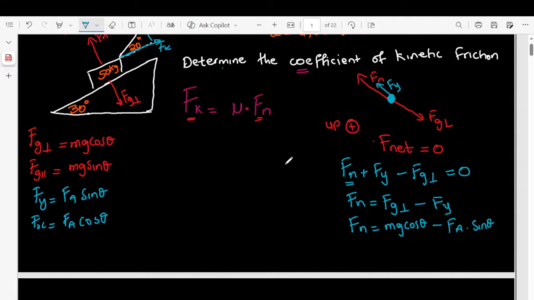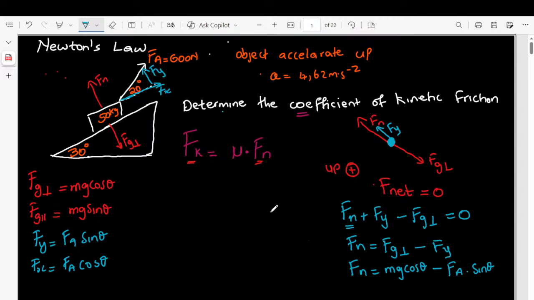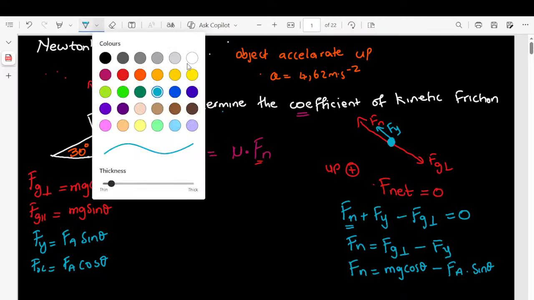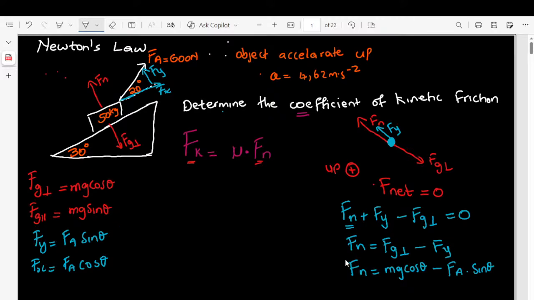Now we know what the normal force equals. Let us leave that equation like that. I don't want us to punch it in yet. Now we know the formula that we need to use to find the normal force. I'm just going to leave that formula like that.